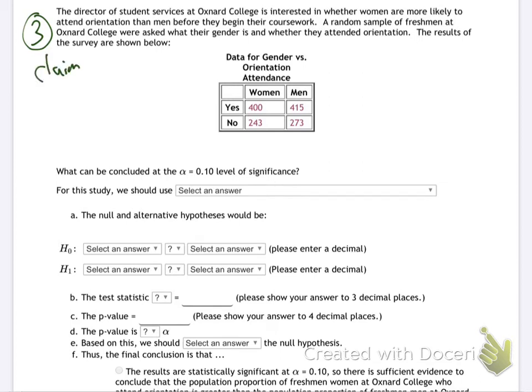Maybe I better be a little more careful. Did they make a claim? Did they say that? Oh yeah, you're right. They did. Women are more likely to attend. Okay, they did. Women more likely. Well, here, let's put it up here. More likely to attend. Okay, that seems like it's probably the case. So women are more likely to attend. All right, that's the claim.